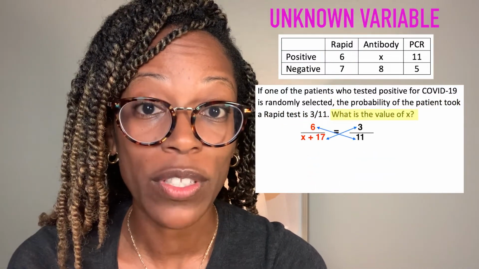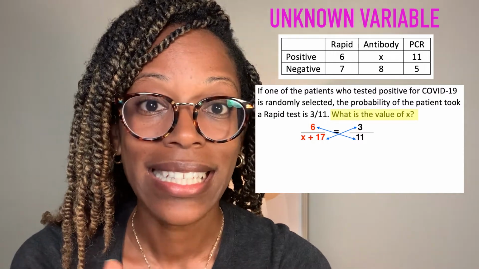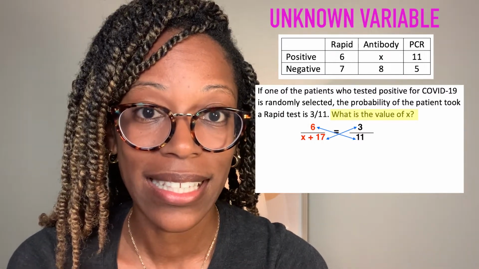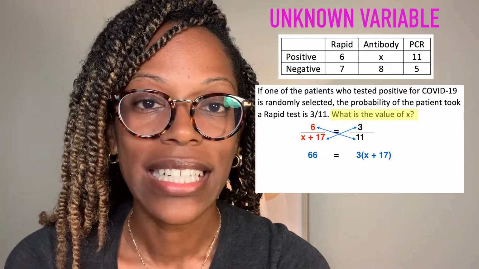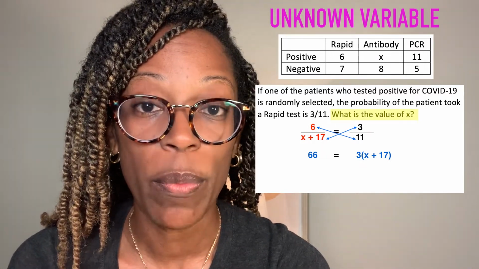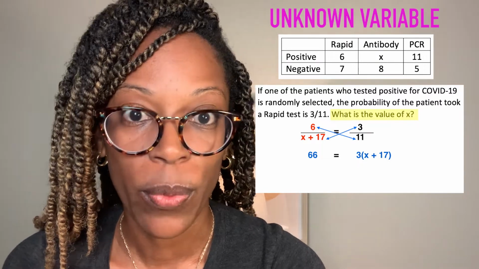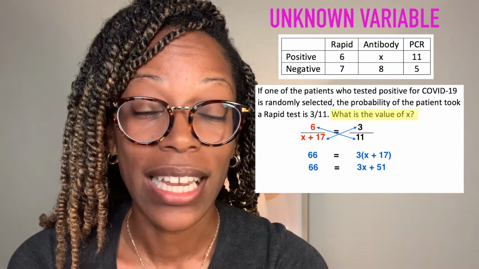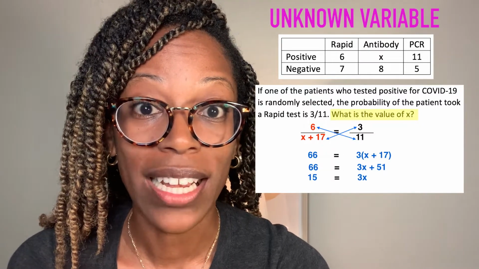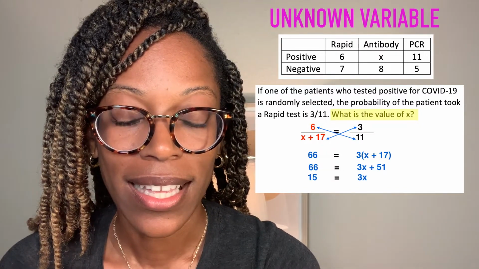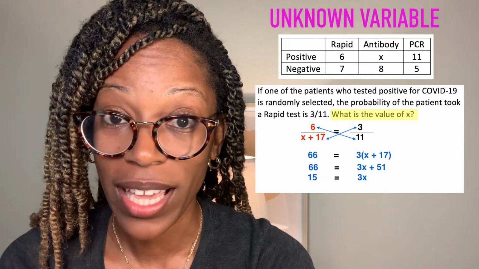We can cross multiply and solve. 6 times 11 is 66. And x plus 17 times 3 is 3 times x plus 17. Distribute the 3 into the parentheses. 3 times x is 3x. 3 times 17 is 51. Subtract 51 from both sides. 21 equals 3x. Divide both sides by 3, x equals 5.